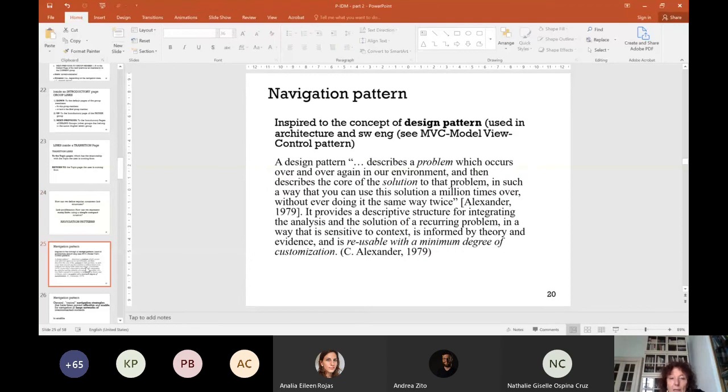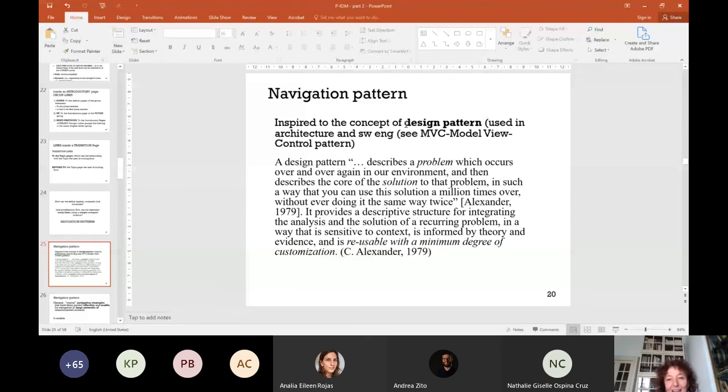Okay, the navigation pattern is inspired of the concept. Sorry, there is my cuckoo that I forgot to turn off when I teach. Sorry, it's okay. It comes from the Black Forest in Germany, and I should turn it off.